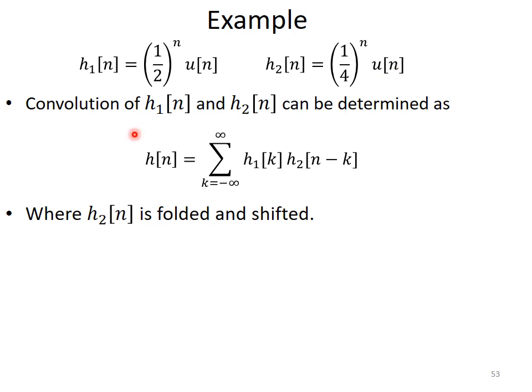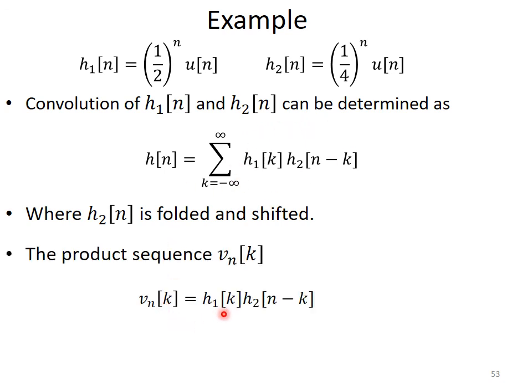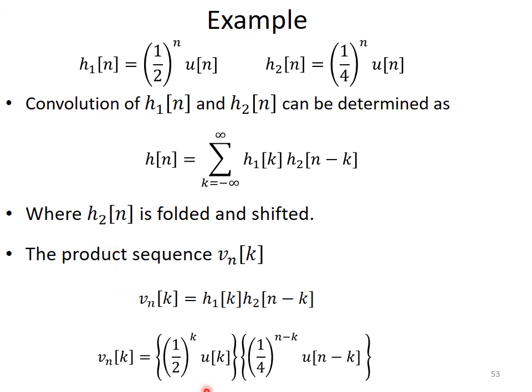Now h1 of n is given by this equation and h2 of n is given by this equation. Now the convolution of h1 of n and h2 of n can be determined using this formula. In this formula we will substitute h1 of k as it is, and h2 of k is however folded and shifted. So we will substitute the folded and shifted version of h2 of k in this formula, and this product sequence is represented by v of n. So v of n is equal to h1 of k and the folded and shifted version of h2 of k, which is h2 of n minus k.